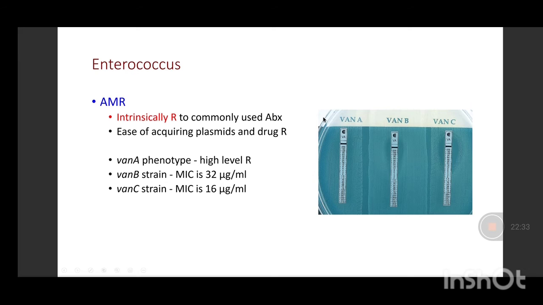Vancomycin resistance is also seen in Enterococcus, more commonly than in other gram-positive bacteria. VanA, VanB, and VanC are the three phenotypes. Depending on the level of vancomycin resistance, they have different phenotypes.